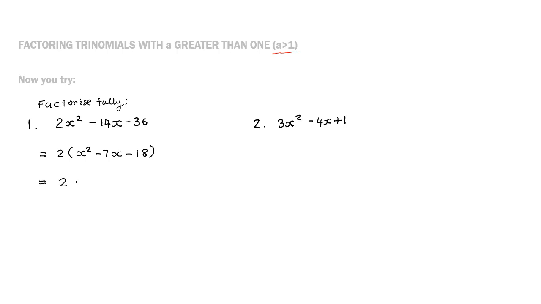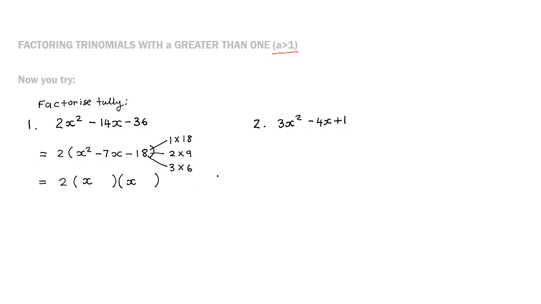So we have 2 on the outside. We'll open our two brackets. In the one bracket we'll put an x, and in the other one we'll also put an x. They both have a coefficient of 1. Now for the factors of 18, we have 1 times 18. If you divide it by 2, you have 2 times 9. Then 3 times 6, and then you have 6 times 3.